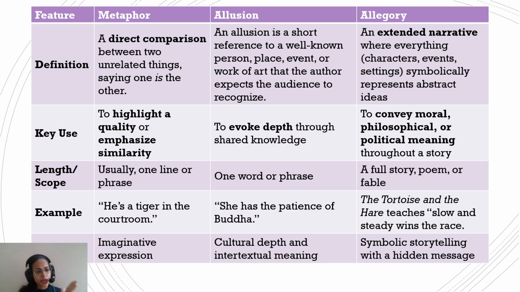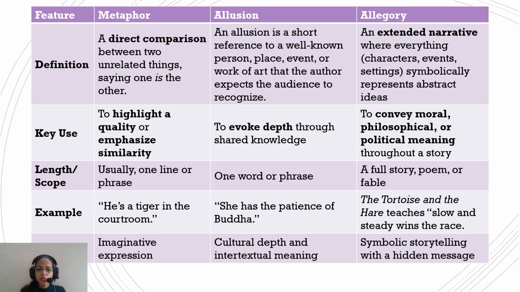Now, length, like I said, a metaphor is usually one line or a phrase. Allusion, again, one line, one phrase. But allegory is a full story, poem, or fable because it has to be very symbolic and the whole is representing a completely different meaning than what it is looking like. An example of the metaphor will be: he is a tiger in the courtroom. Now, he doesn't become a tiger. But he's a tiger, which means he's fierce and very strong in his demeanor when he's in the courtroom. He's a fierce lawyer.